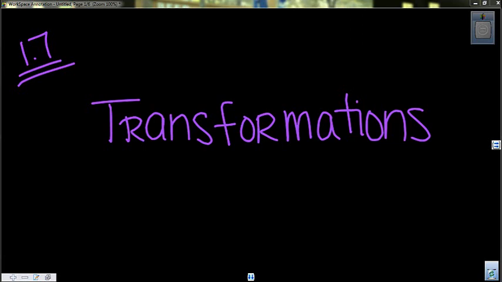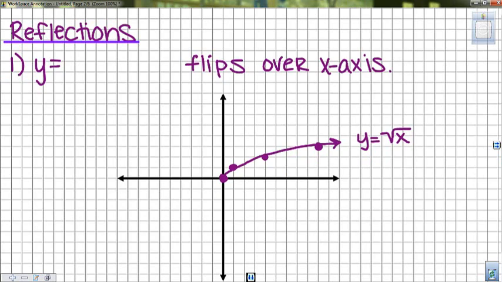Alright, this is a video over transformations. We're going to do a few examples. First, we're looking at reflections. Okay, remember a reflection is a flip.